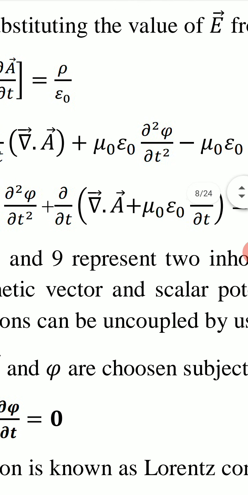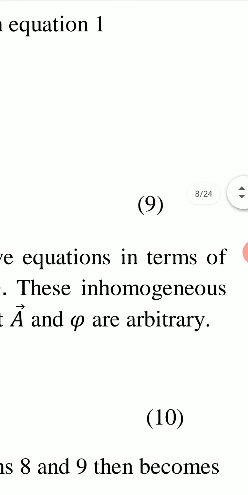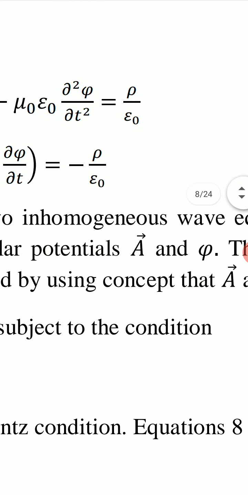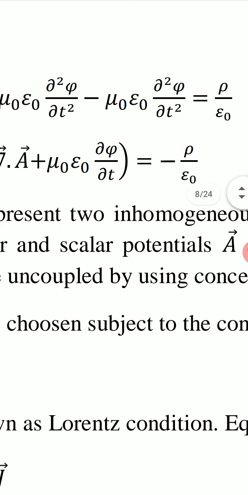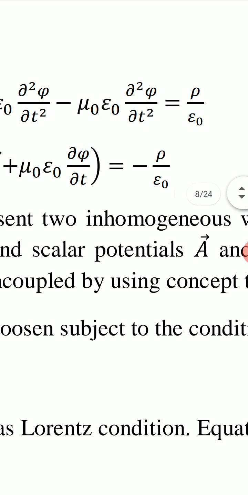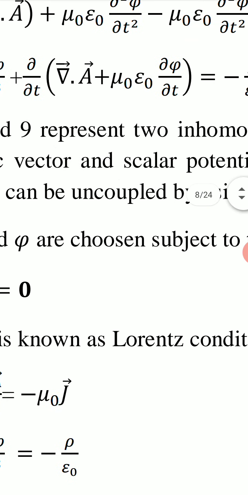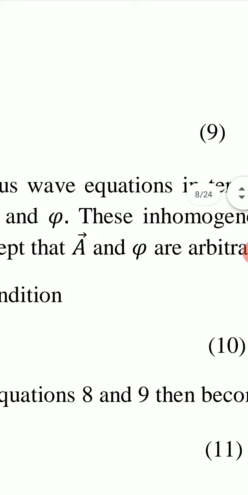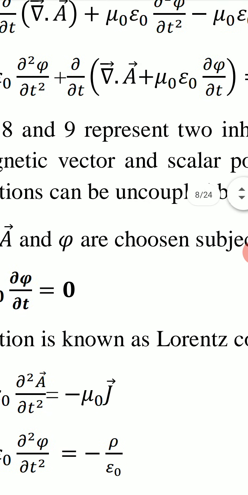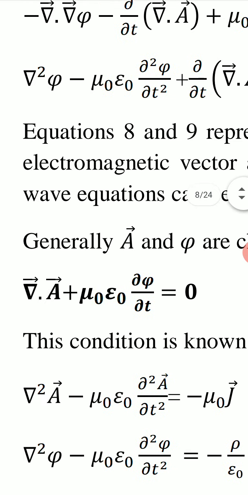Equations 8 and 9 represent two inhomogeneous wave equations in terms of electromagnetic vector and scalar potentials A and phi. A is the electromagnetic vector potential and phi is the electromagnetic scalar potential. These inhomogeneous wave equations can be uncoupled by using the concept that A vector and phi are arbitrary. Generally, A and phi are chosen subject to the condition del dot A plus mu 0 epsilon 0 delta phi upon delta t equal to 0.